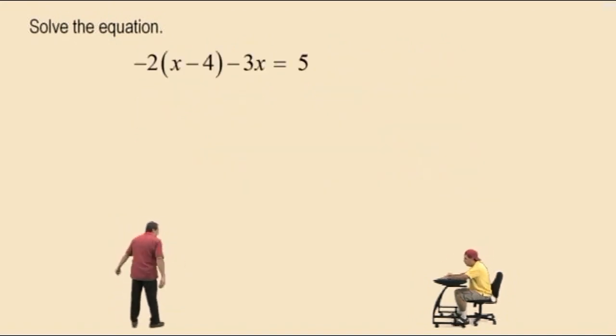Let's go right here. Negative 2 times the quantity x subtract 4, subtract 3x is equal to 5. What do we have to do first, Charlie? Get rid of the parentheses. Get rid of the parentheses. So generally what we do is first get rid of the parentheses, and then we combine like terms, and then we isolate our variable and get our solution and check if your answer is correct.